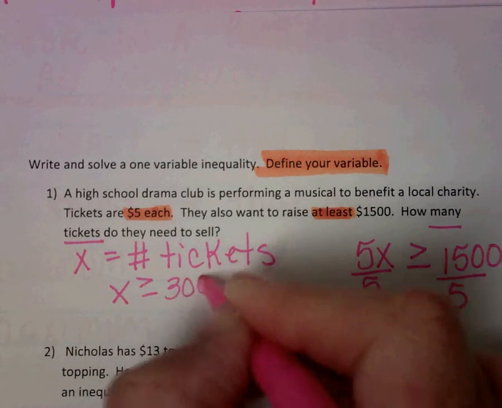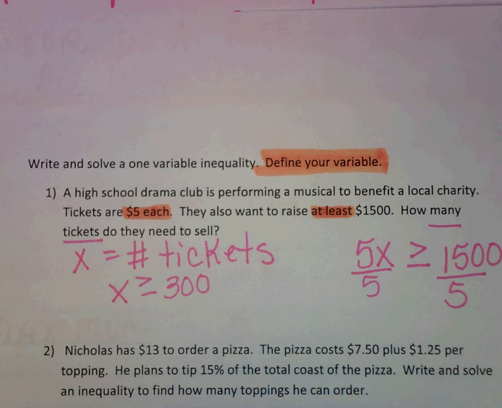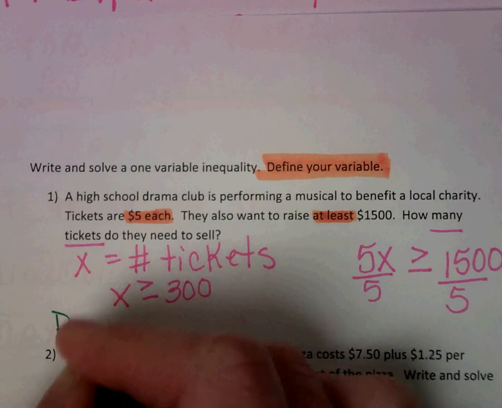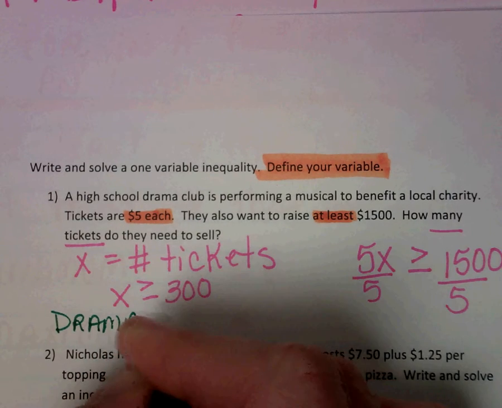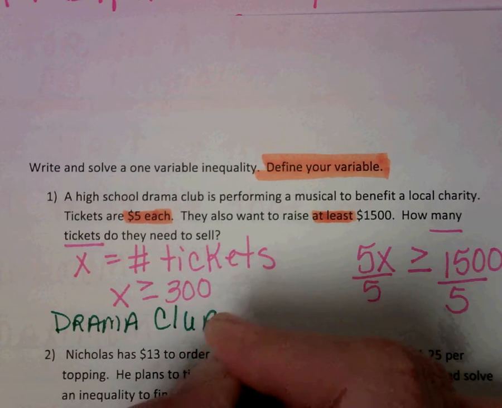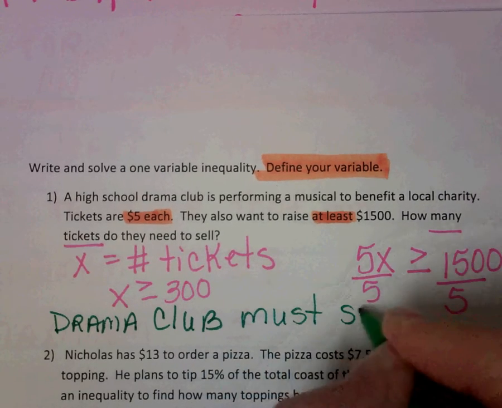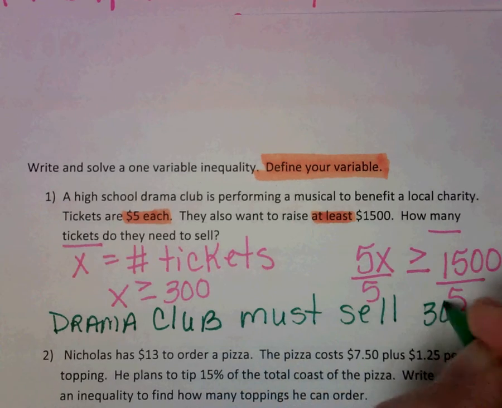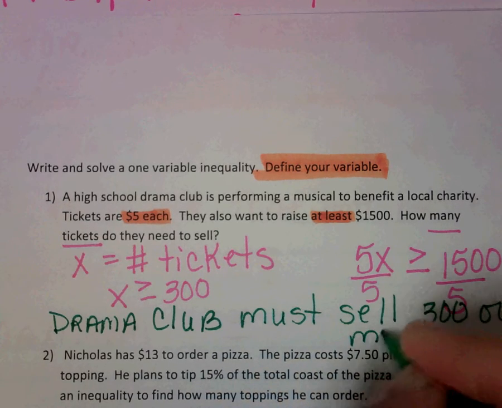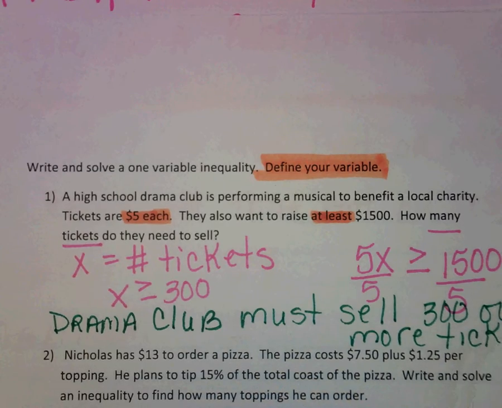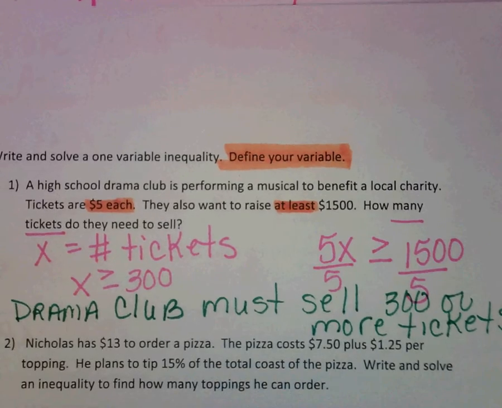Now, this is a word problem, so we need to make sure we understand what that means in context of the problem. So this solution is telling us that the drama club, and remember we should write our solutions in a sentence, the drama club must sell 300 or more tickets to make a profit of $1,500 or more. And so that would be our solution.